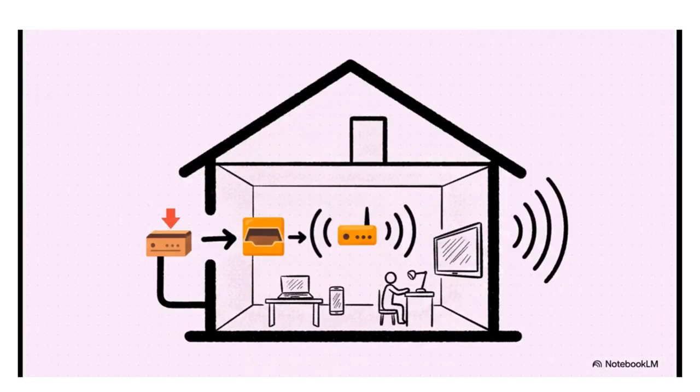So, to clear up any confusion, let's just compare them side by side. The modem's main job is to bring the internet into your home from the main line outside. Simple. The router's job is to then spread that internet connection throughout your home. So one brings it in, the other distributes it. But one important thing to remember is that nowadays, most companies will just give you one single box that does both jobs. It's a modem and a router combined into one.